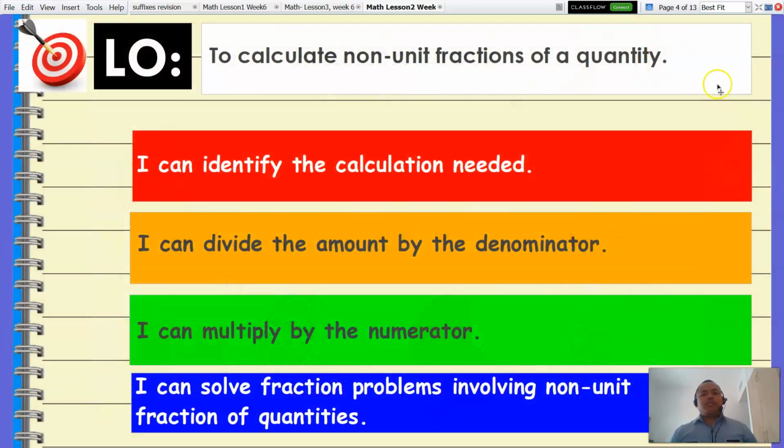Today's learning objective is to calculate non-unit fractions of a quantity. Success criteria: I can identify the calculation needed. I can divide the amount by the denominator. I can multiply by the numerator. And I can solve fraction problems involving non-unit fractions of quantities.